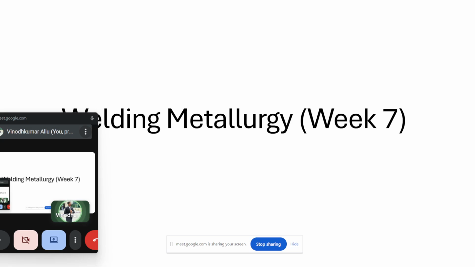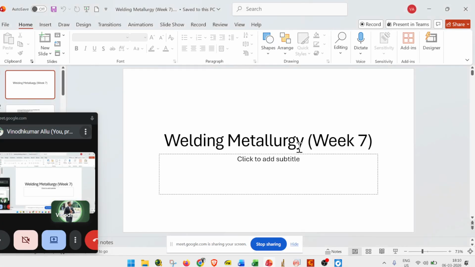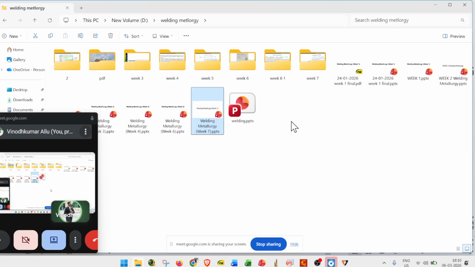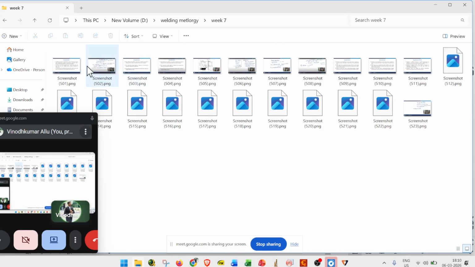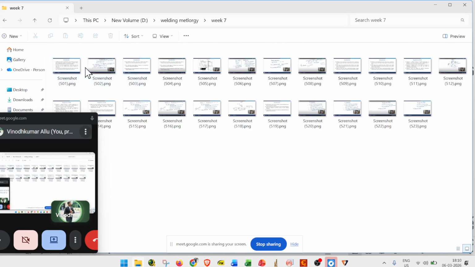So, let's begin today's session. This week is all about the weld bead microstructure: how the weld bead appears in terms of microstructural properties, hardness, and any phase changes, and how the microstructure changes during the welding process. Okay, so let's first recap what we did this week.